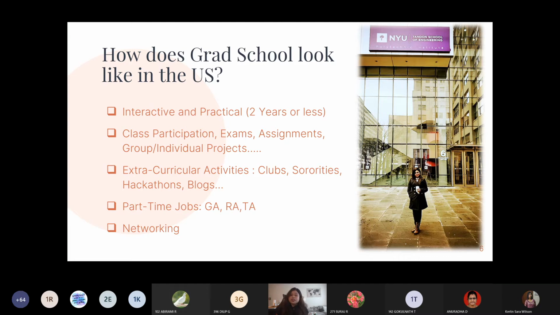And then group or individual projects. This is mandatory. Literally every single course that I've taken has a project. You need to do a project. You need to present it to the professor and your peers and get reviews and get graded.